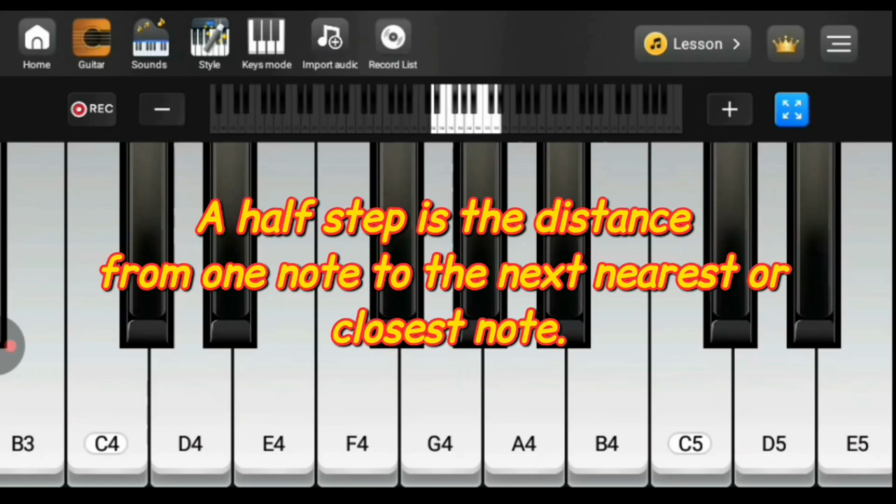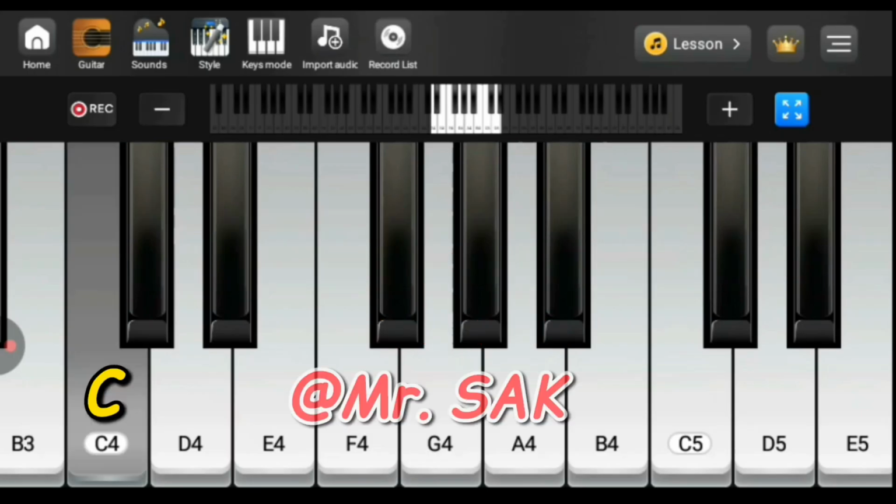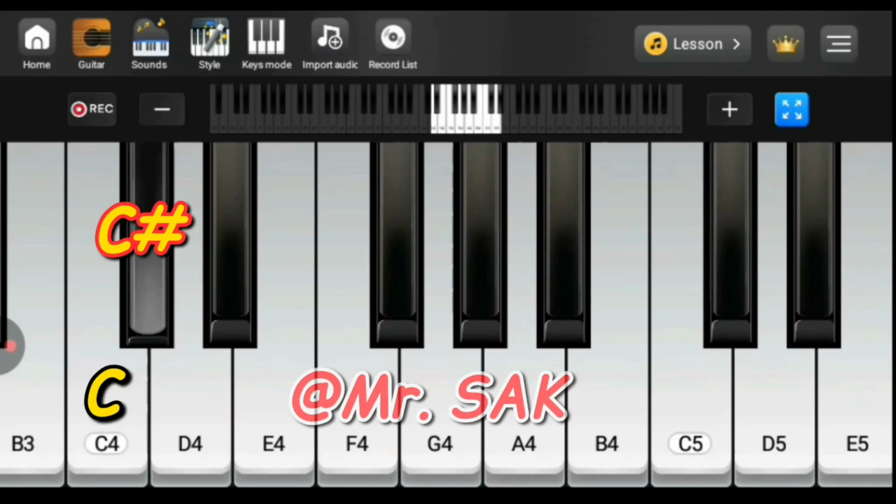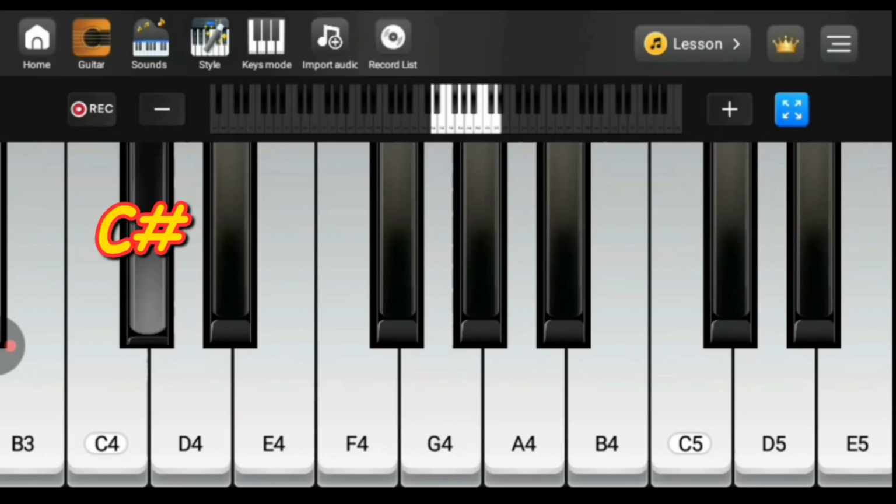A half step is simply the distance from one note to the next nearest or closest note. Take C. For example, this is C. The next nearest note to C is C sharp. So from C to C sharp is a half step. Now, this is C sharp. The next nearest note to C sharp is D. So from C sharp to D is a half step.